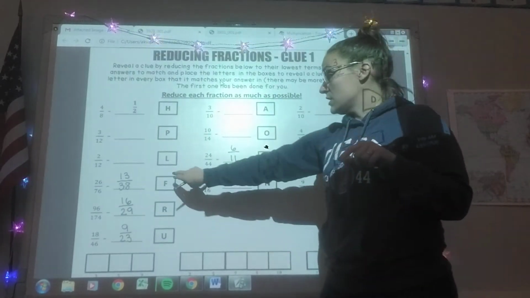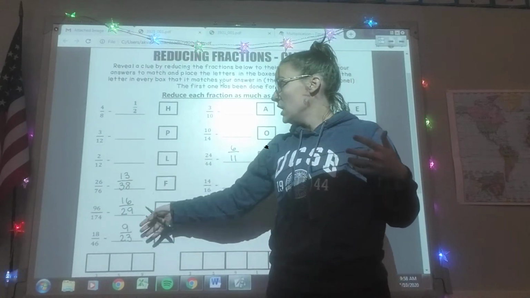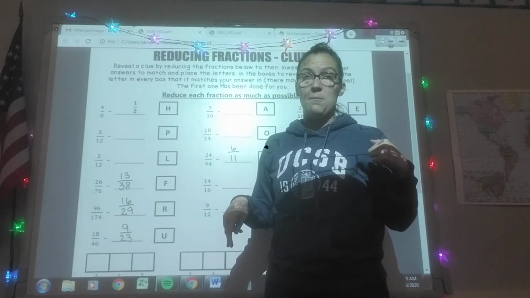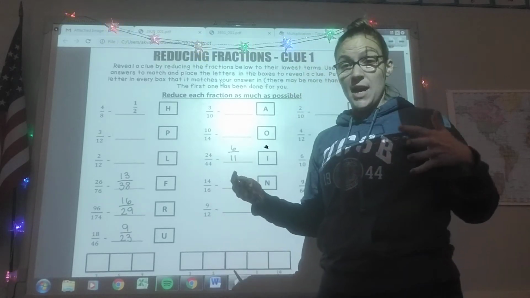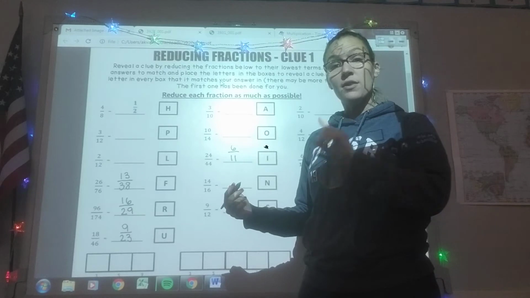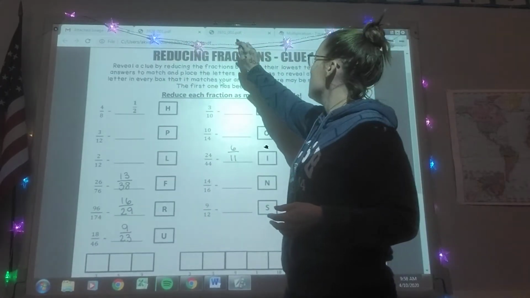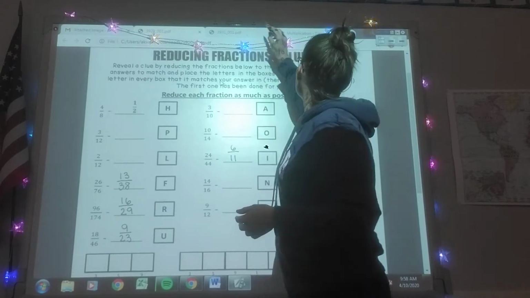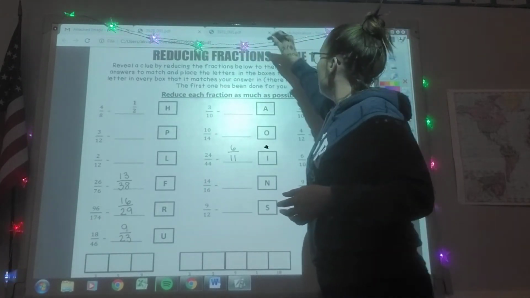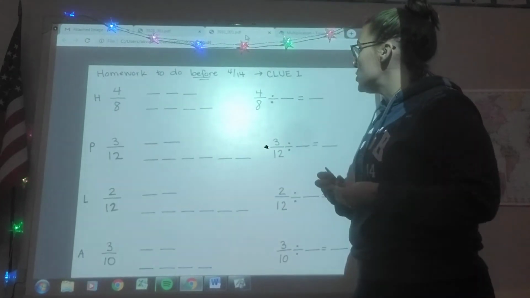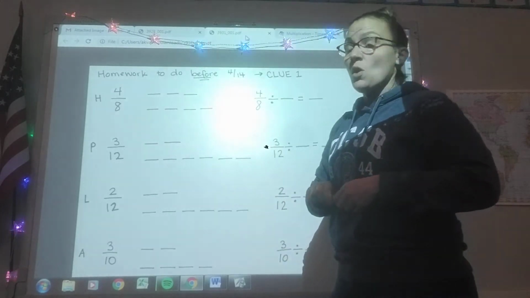Now, some of these clues I've already done for you because they were a little bit too tricky, and I thought maybe you could concentrate on the ones that made more sense to do. So in order to do that, I have assigned you homework that goes along with clue number 1. That's going to help you figure out how to reduce these fractions. So if we go ahead and go to the homework to do before clue number 1, we're going to look here.